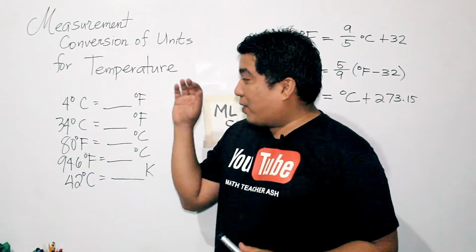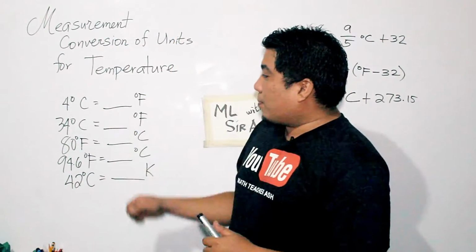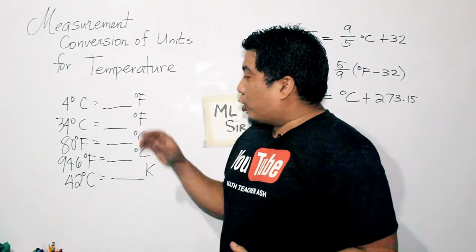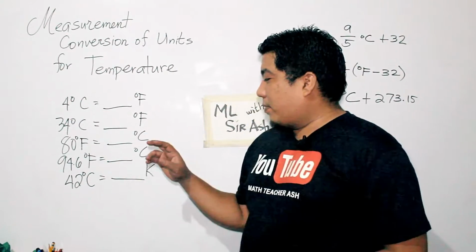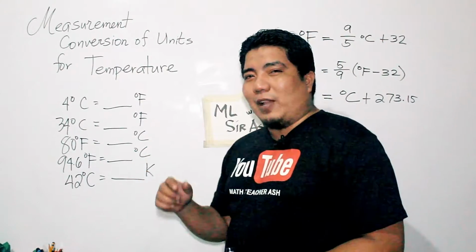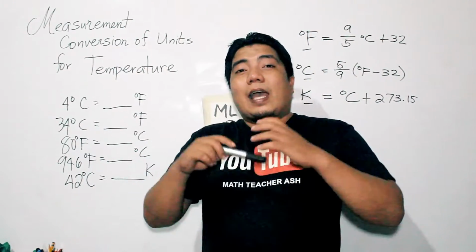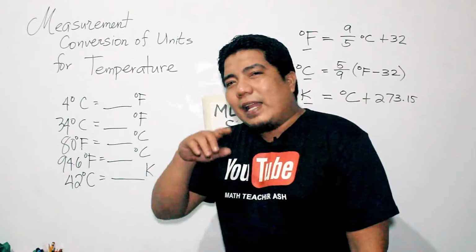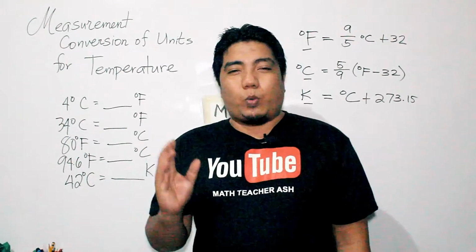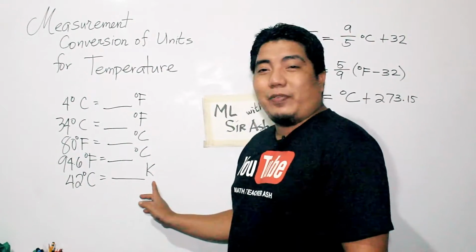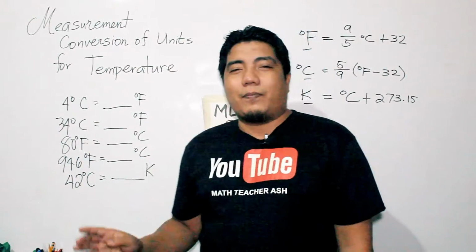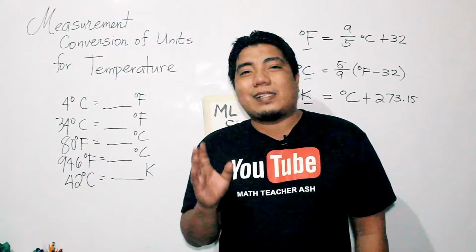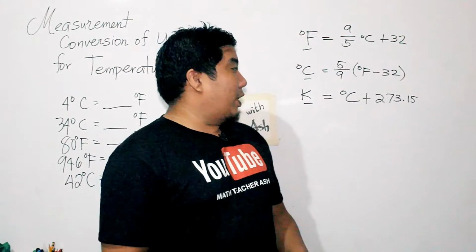Okay, math learners, we have here 5 examples. 2 examples from Celsius to Fahrenheit, 2 examples from Fahrenheit to Celsius, and 1 example from Celsius to Kelvin. Question is, how do we solve them? Okay, let's use first the easiest way, the Celsius to Kelvin. So we have here 42 degrees Celsius going to Kelvin. If you want to know what is the Kelvin, what you need to do is very easy.